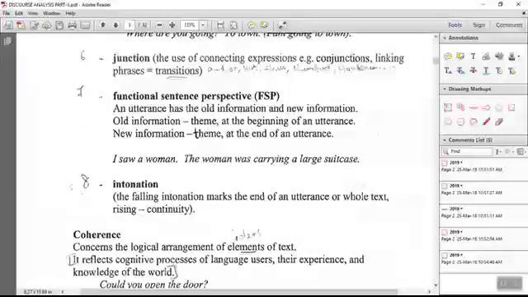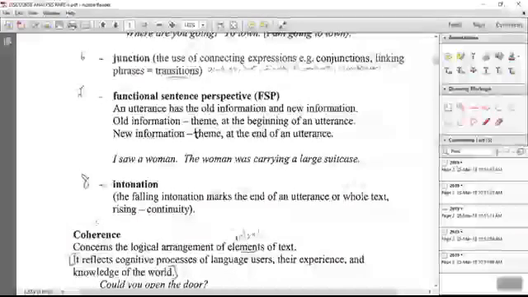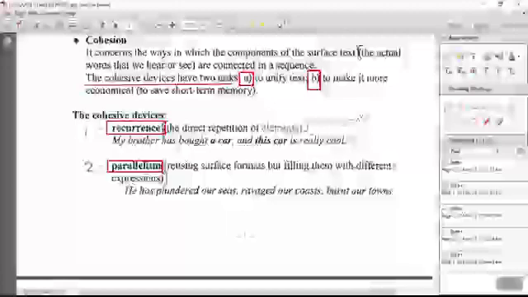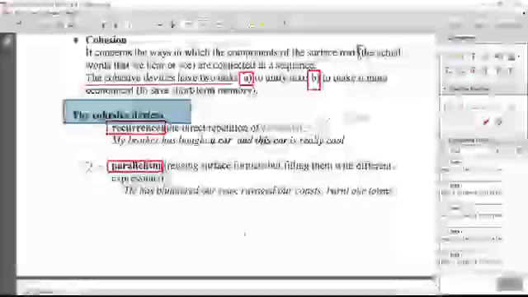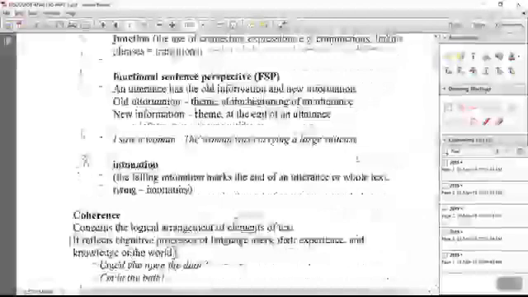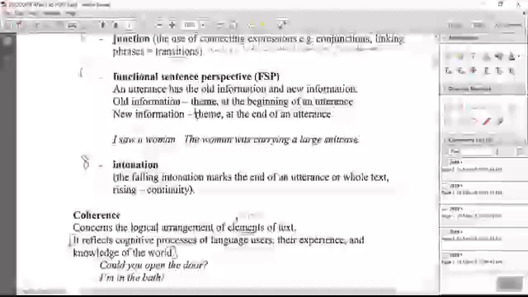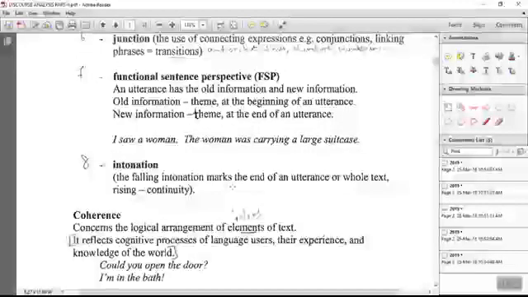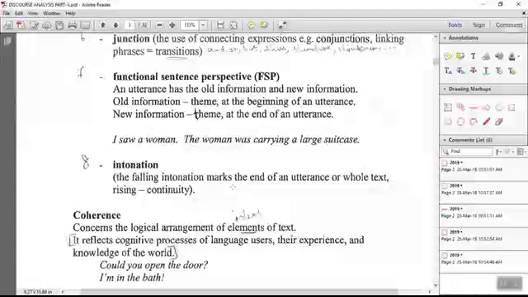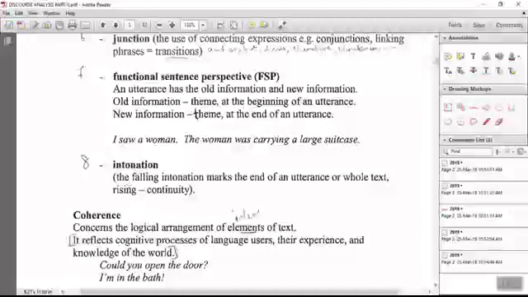And then number 8, intonation. We're talking about what here? Cohesive devices. So intonation is considered also as a cohesive device. What do we mean by intonation? The falling, rising, the tone of your sound, the rise or fall of the speaker's voice. Okay, that's intonation. Different intonations perform different functions.